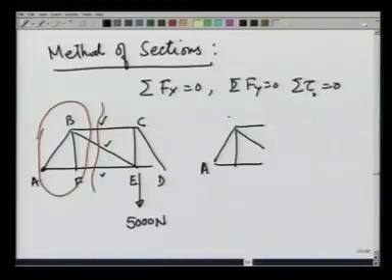A, B, F. This member would be pulled this way by a force FBC. It does not matter what direction you take. If the direction is opposite, you will get a negative sign. Already we have seen that at A there is a force of 5000 over 3 newtons.